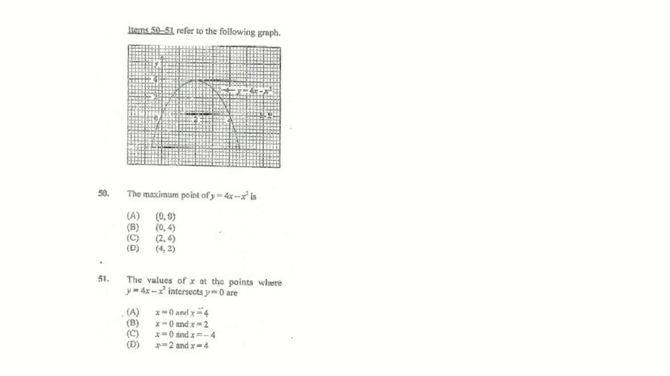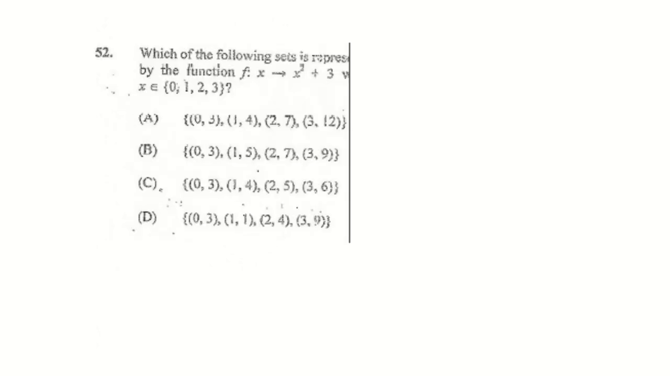50, the maximum point, that's the turning point, that's 2 and 4. The values of x at the point where y is equal to 0, that's x is 4 and x is 0. That's A. And 52, we did this question already. We're looking for 2714. Yes, so the answer is E. And that is the end of January 2018.